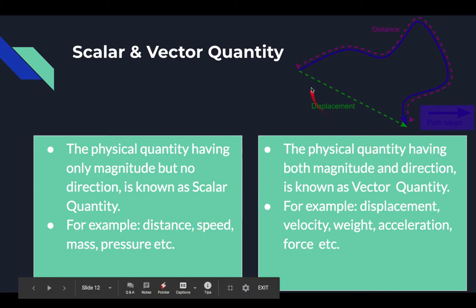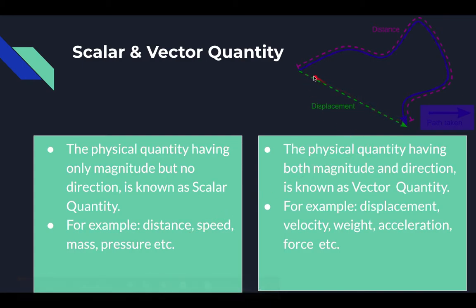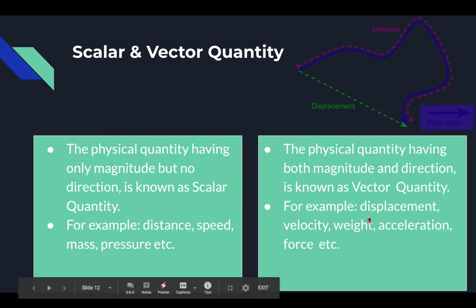Whereas vector quantity, you can see this displacement is a vector quantity because it has fixed direction plus magnitude. That is why the physical quantity having both magnitude and direction is known as vector quantity. An example, displacement. This displacement is a vector quantity, and velocity also is a vector quantity because velocity is produced when the body moves through the straight path. And weight also has both magnitude and direction, because it is caused due to gravity, and the direction is always towards the center of the earth. That is why all these quantities are vector quantities.